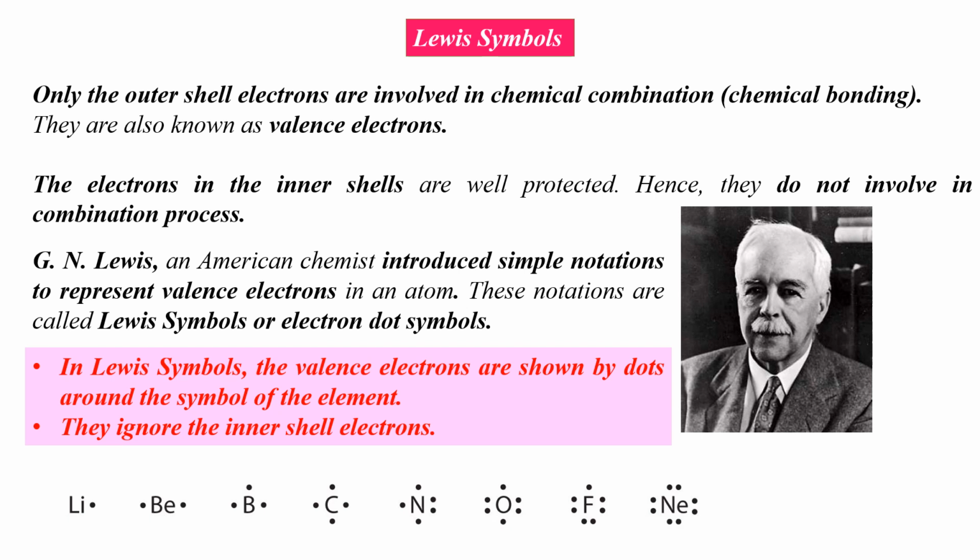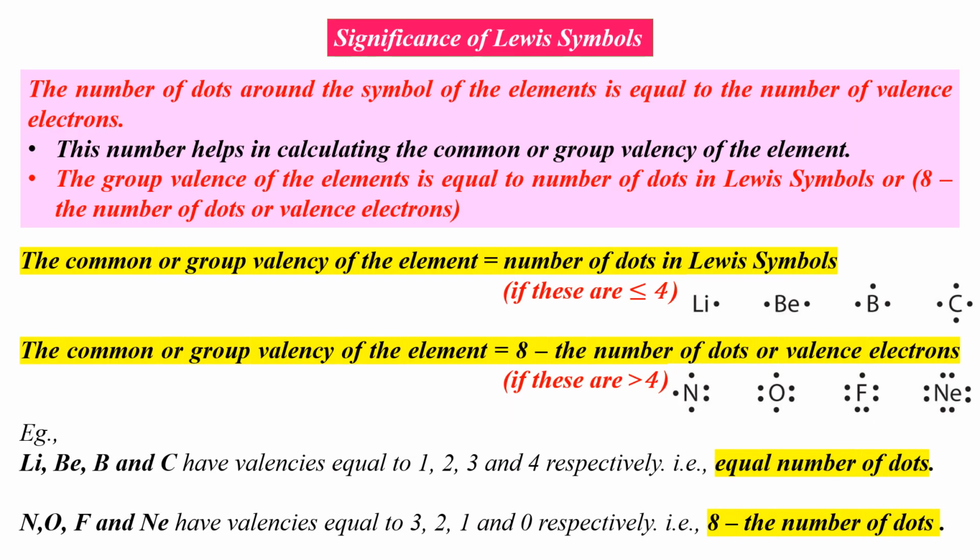Now, look at the Lewis symbols of second period elements displayed. This is how we write the Lewis symbols for various elements. Clear? What is the significance of Lewis symbols? In Lewis symbols, the number of dots around the symbol of the element is equal to the number of valence electrons in that element. So the number of dots around the symbol of the element helps in calculating the common or group valency of elements.